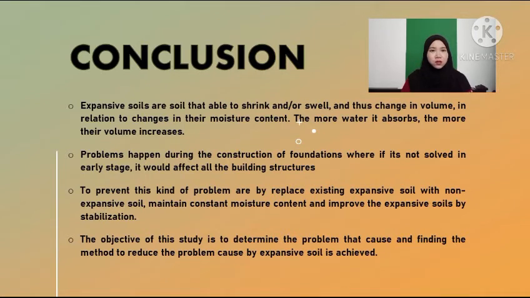Then, the solutions to prevent this kind of problem caused by expansive soil are replacing the existing expansive soil with non-expansive soil, maintaining constant moisture content, and improving the expansive soil by stabilization. And lastly, the objective of this study, to determine the problems caused and find methods to reduce the problems caused by expansive soil, is achieved.